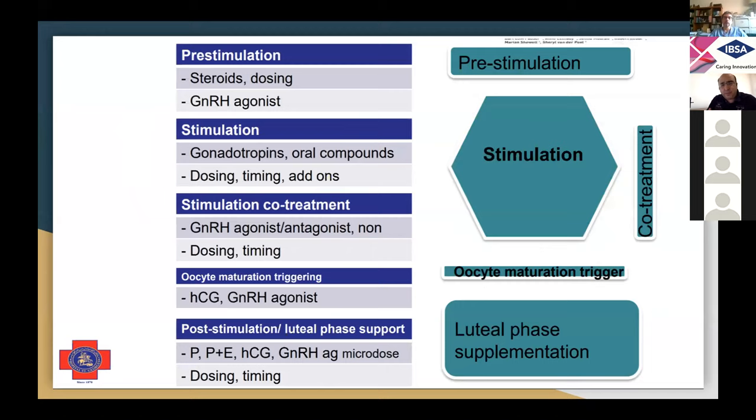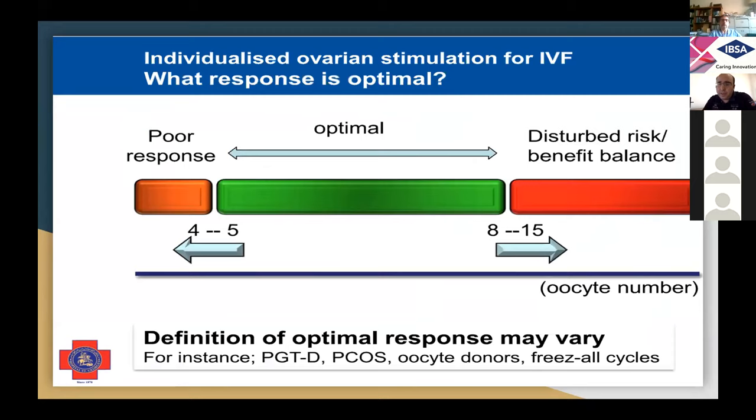But in my topic, I will talk about the different protocols in IVF. As you know, there is not a best protocol or a king protocol for everybody. We should individualize ovarian stimulation for IVF. And we should always ask the question, what response is optimal? Usually, the optimal response in an IVF cycle is to have around 15 eggs. Below 5 eggs, we talk about poor response. And beyond 20, it's a hyper response.